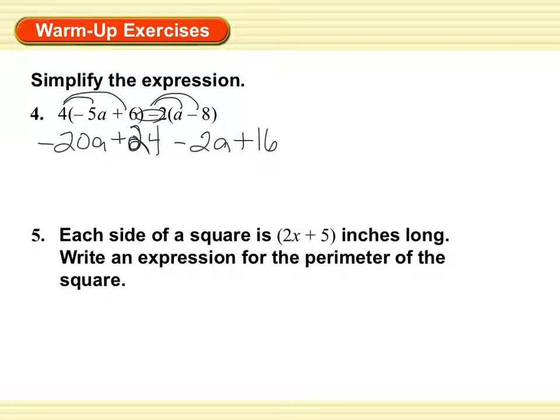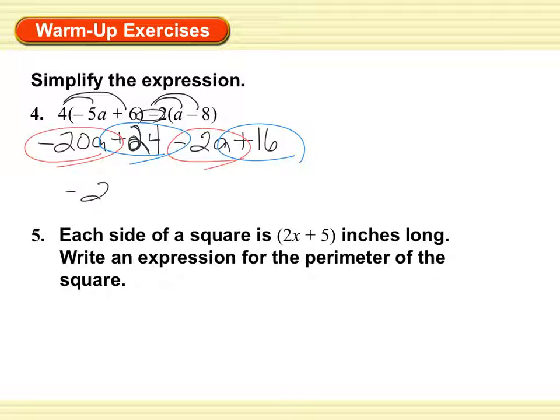It distributes through also. Then I collect like terms. Circling my a terms, circling my constants. This gives me negative 22a, because I got a negative 20 and a negative 2. And then 24 and 16 is 40.